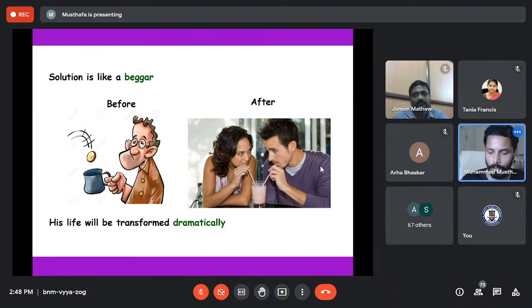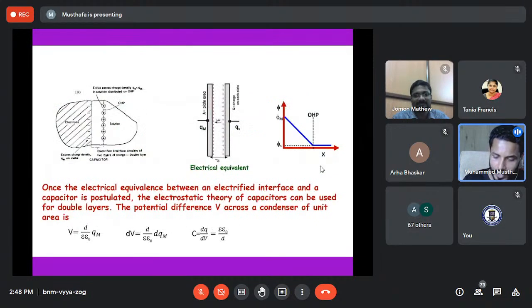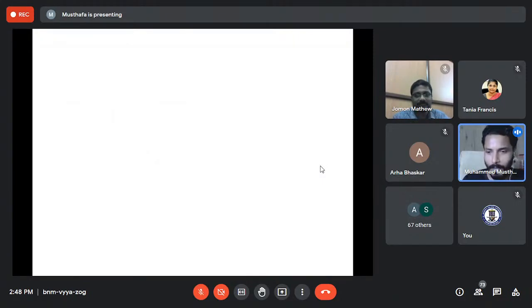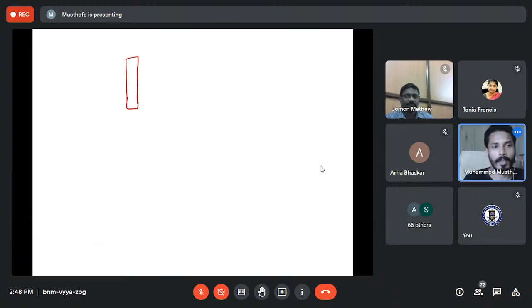With this background, let me go to the first theory, called the parallel plate condenser model, or the Helmholtz-Perrin theory. Simple theory, I'll tell you. According to this theory, I don't want to go into the mathematics and all, because you will leave the meeting. I don't want you to leave the meeting. According to this model, you have a metal. And for example, there is a positive charge on the metal side. This is the metal surface.